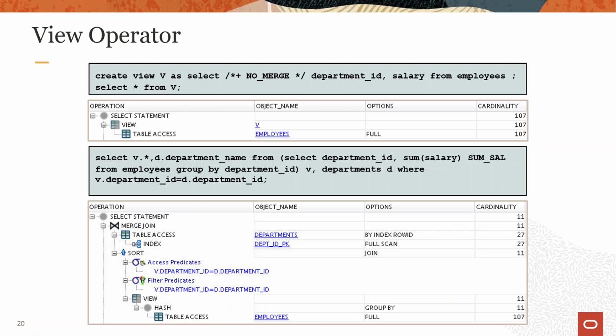However, views can also be left as standalone views and selected from directly, as in the case of a table. Whenever the view is being accessed directly, you will see the view operator appearing within your execution plan. Here they're using the hint no merge to indicate to the optimizer that you cannot apply the view merge transformation technique for this view.